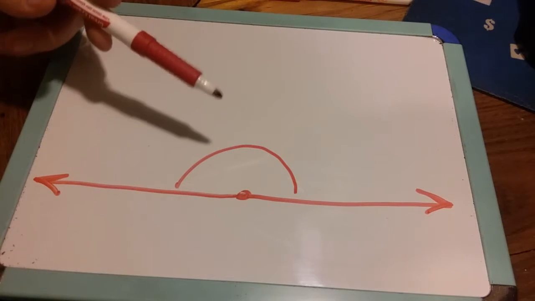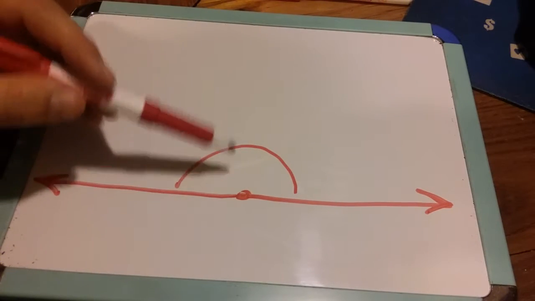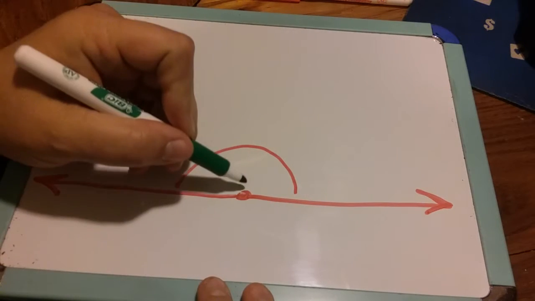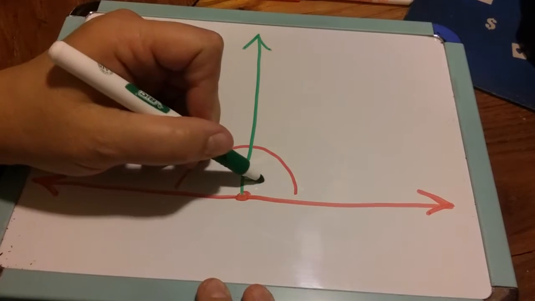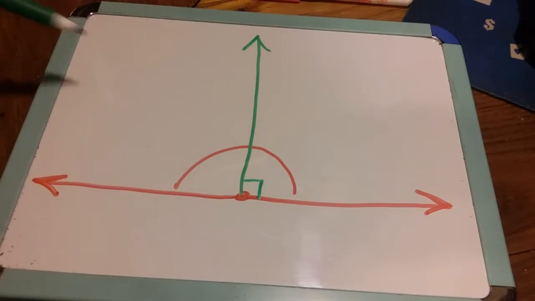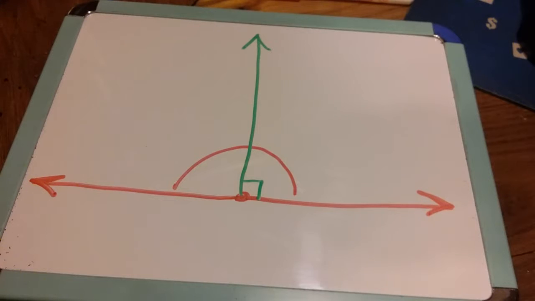A straight angle is 180 degrees, because do you remember that we said that a 90-degree angle is a right angle? And a 90-degree angle is half of a straight angle. 2 90-degree angles together equals 180 degrees. 90 plus 90.